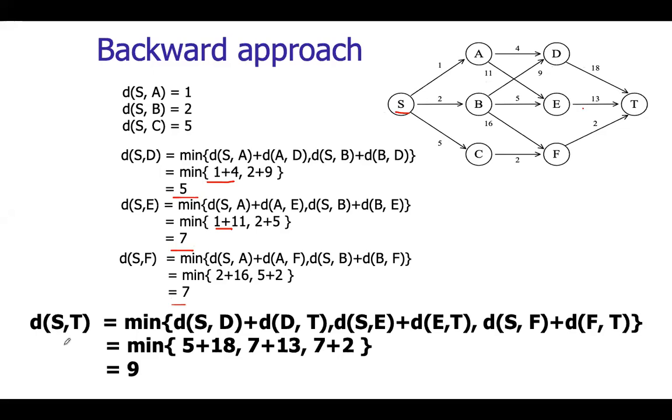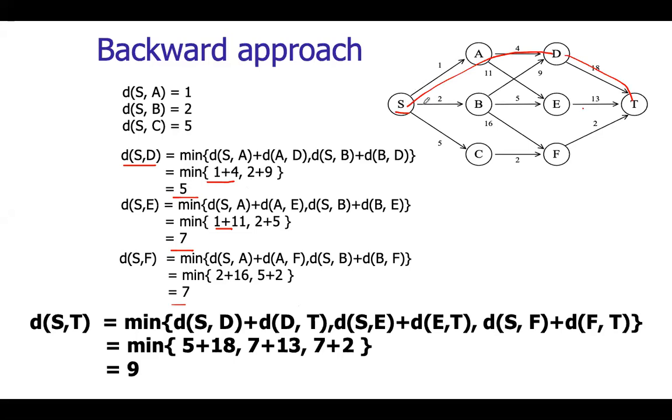Okay, to reach from S to T, minimum of what? Minimum of S to D. That is, we have already reached from S to D. That minimum distance we know, that distance is 5. Okay, from here to here. And then the distance from D to T. Okay, distance from D to T.